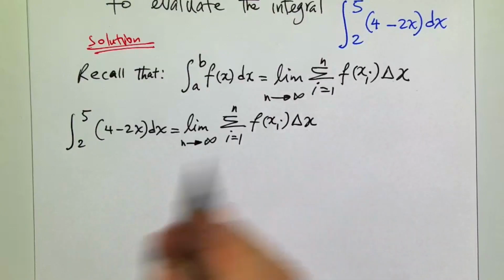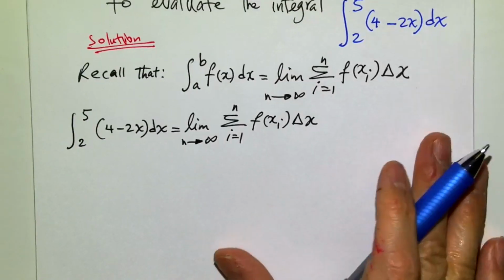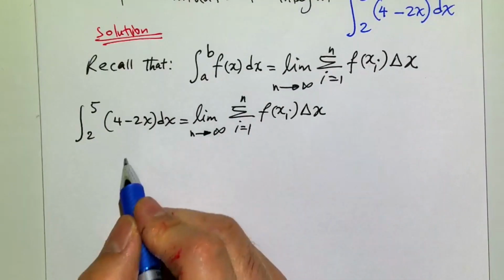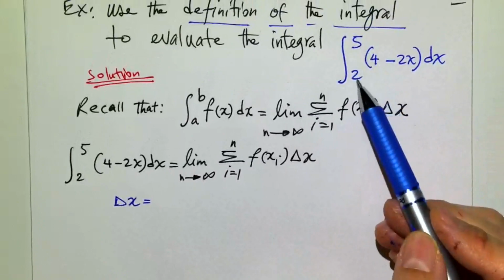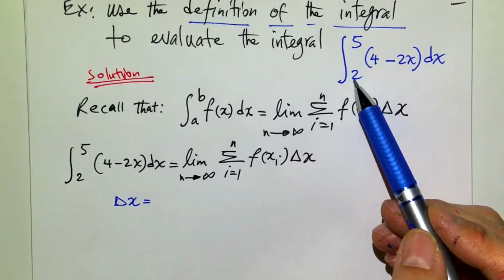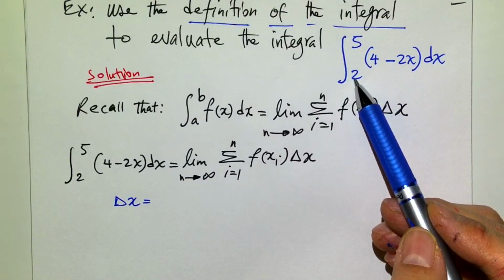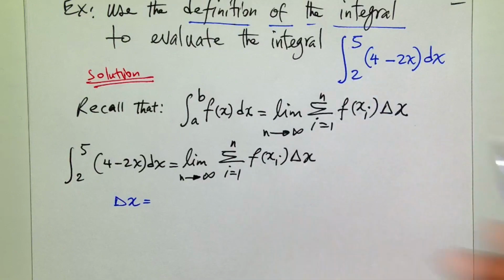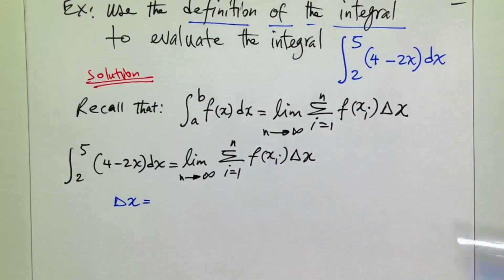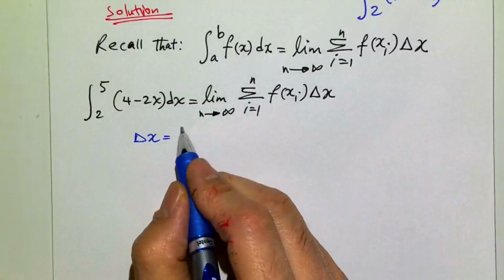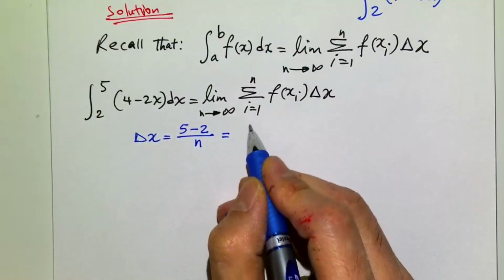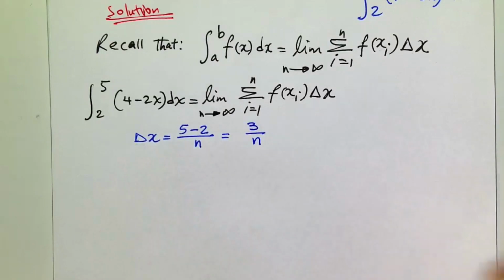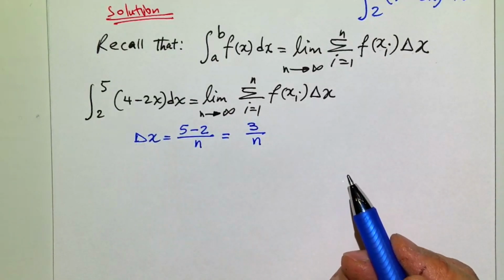Now first let's find delta x. So we need to find xi and delta x. Delta x is 5 minus 2, right, divided by n, basically. n goes to infinity, so we just say n. So 5 minus 2 divided by n, or 3 divided by n. That's our delta x. Okay?